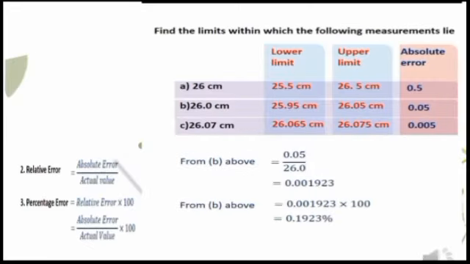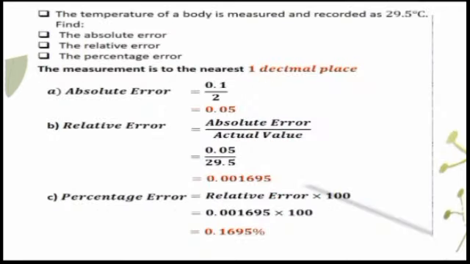Moving on to the example we used previously, we're going to pick experiment B from the example. Finding the relative error of experiment B, we have our absolute error, which is 0.05, over the actual value, which is 26.0. This is giving us a relative error of 0.001923. To get a percentage error, we simply multiply this value by 100 to give us 0.1923%.